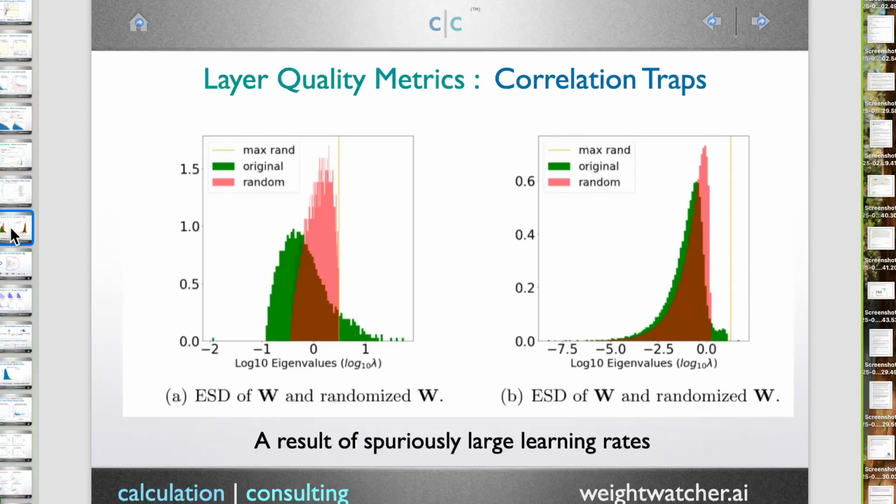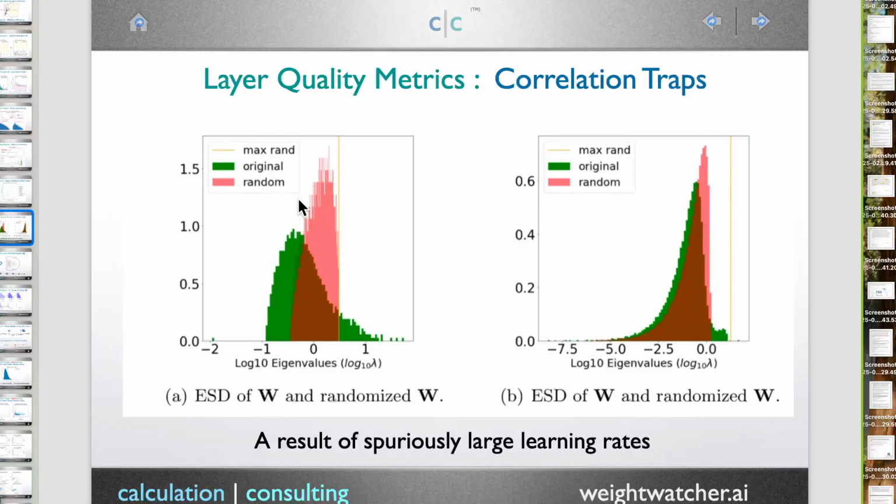Now, it also turns out we can detect something called correlation traps. There's another part of the theory which shows why it is that when alpha drops below 2 you get overfitting. Well, this can be seen by looking at the structure of the weight matrix. You can look at your individual weight matrices. This is a plot now on a log-linear scale, so this is log eigenvalue, this is linear. It's easier to see what's going on in this plot, and WeightWatcher generates this plot for you. If you train a model with really spuriously large learning rates, you try to crank the learning rate up, what happens is you get these weird perturbations in the weight matrix. So the green plot is a histogram of the eigenvalues.